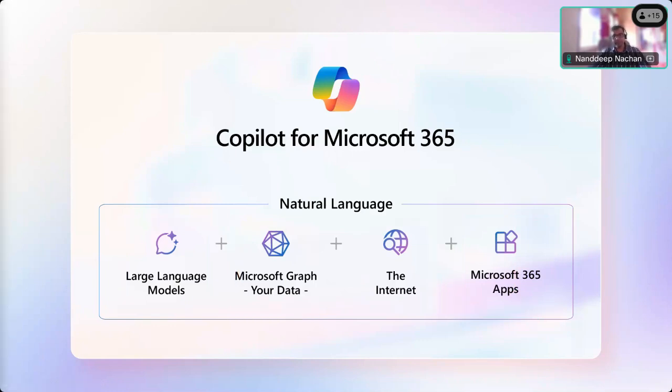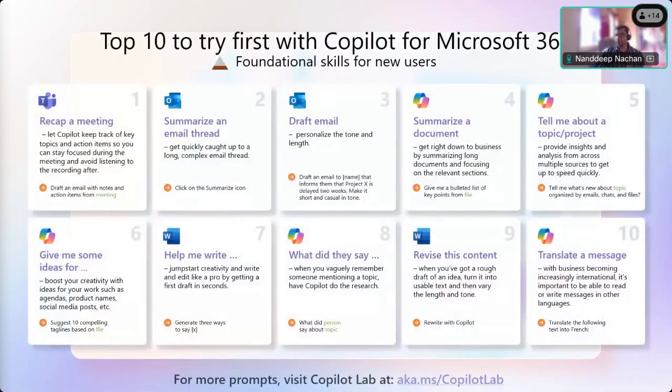So in all, Copilot combines the power of the large language model with your data in the Microsoft Graph and the knowledge of the internet, in real time rather than only up to the point when the large language model was trained. It can be accessed through natural language across all of your Microsoft 365 apps to turn your words into the most powerful productivity tool on the planet. Okay, so probably you can take a screenshot of this.